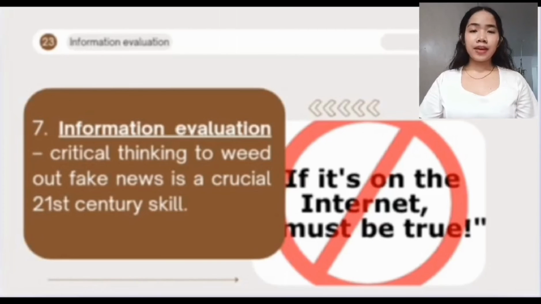Seven, information evaluation. This is the ability to analyze and verify the credibility of digital content. It involves critical thinking to identify fake news, misinformation, and biased sources. Skills include checking sources, cross-referencing information, and using fact-checking websites like Snopes, FactCheck, and Google Fact Check Explorer.